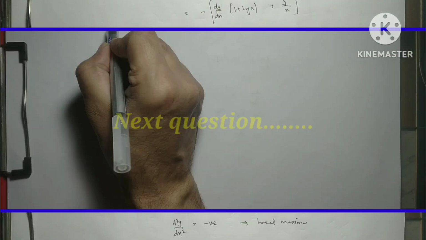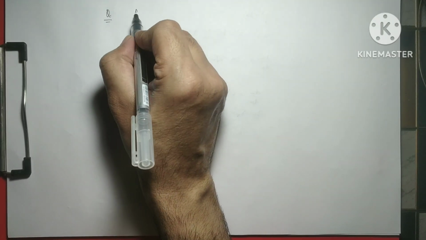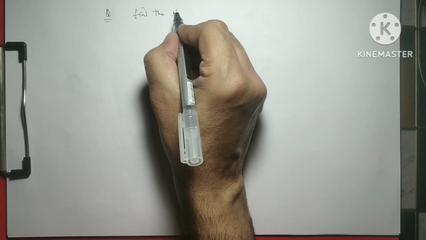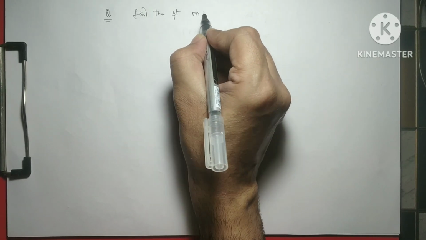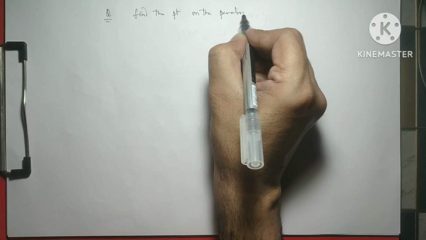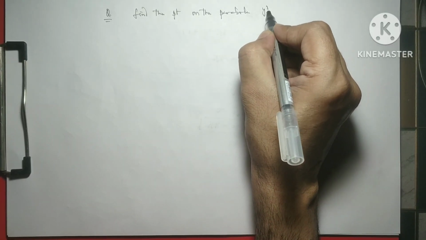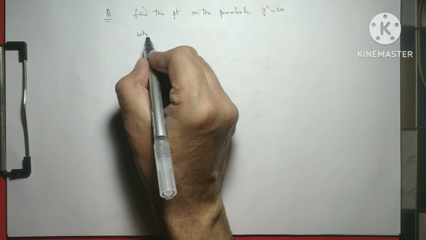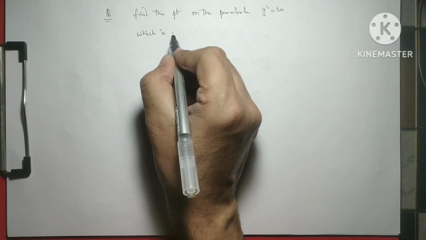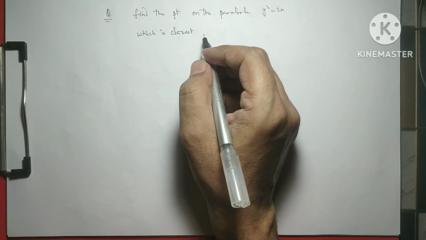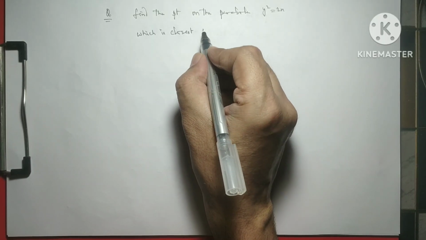Next question is: find the point on the parabola y square equals 2x, which is closest to the point 1, 4.